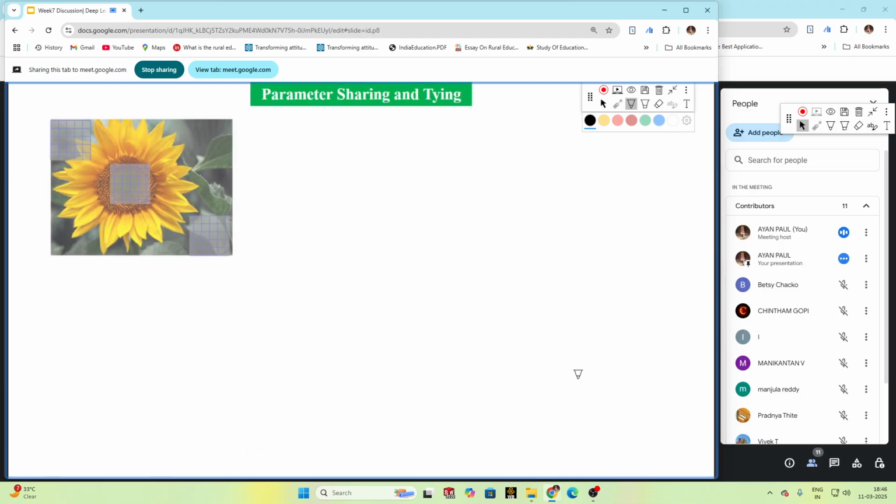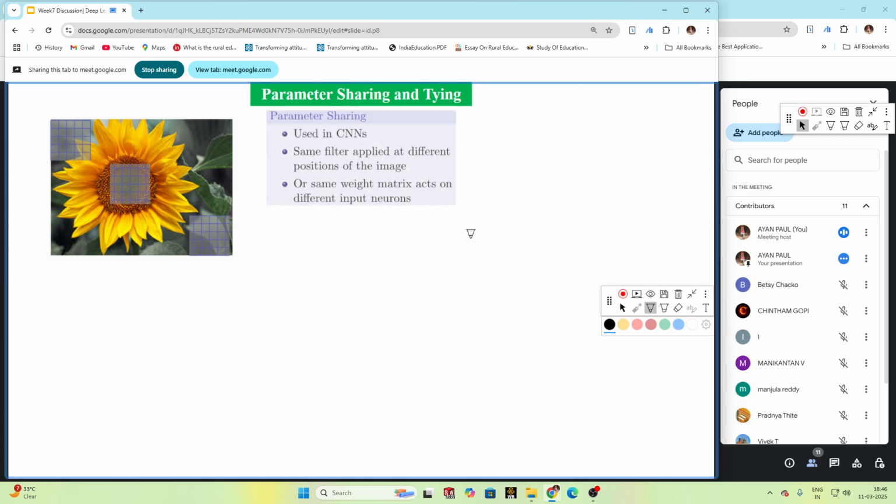Now, parameter sharing and tying. We have discussed some part of it in the autoencoder also. As regularization, why we need this is because our neural network has so many weights, so it overfits the data. That means it drives our training error to 0, but our test error is not 0, or our test error is more. So that is the problem. The main problem is that we have so many parameters.